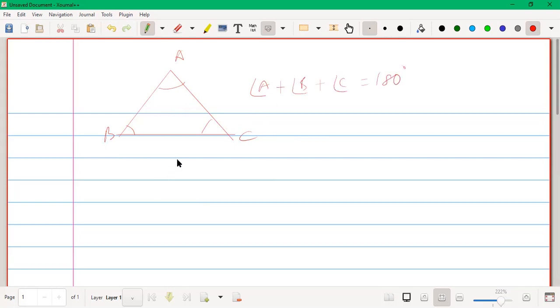Okay, now we have an external angle, the exterior angle. Say this is the triangle ABC, and we have this angle, angle CAE, which is the exterior angle, right? This angle will be equal to the sum of the two opposite interior angles. So what are the opposite interior angles to CAE? Angle B and angle C. So this will be equal to angle B plus angle C, right?